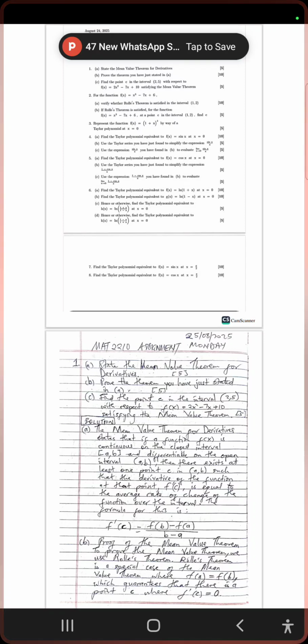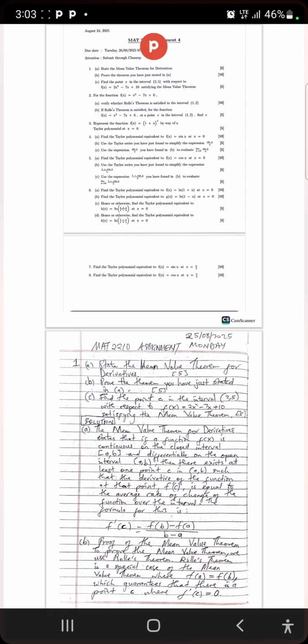Good afternoon. So we are going to start with this assignment, which is coded assignment 4. The first question is saying, state the mean value theorem for derivatives. Then prove the theorem you have just stated, which is proving the mean value theorem.